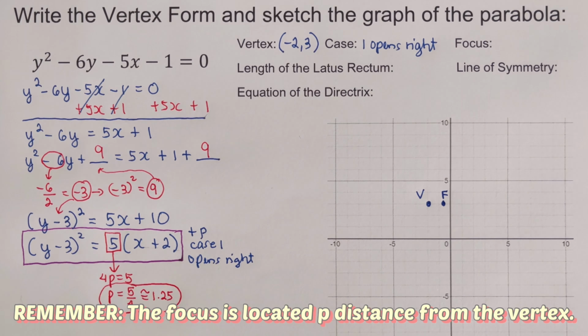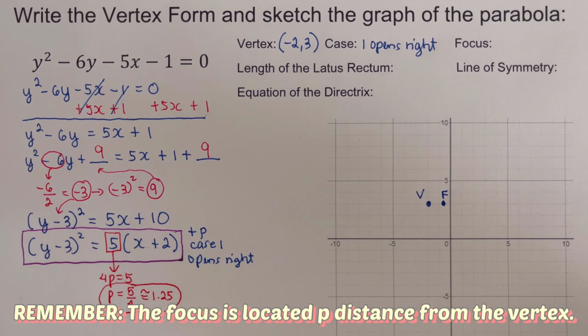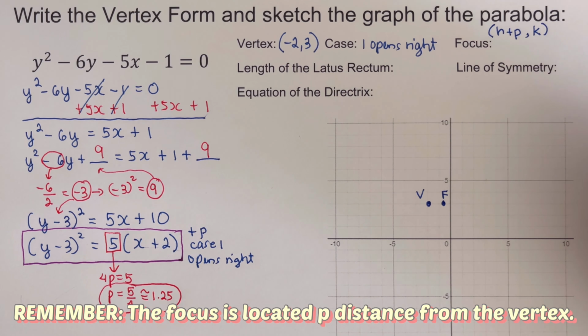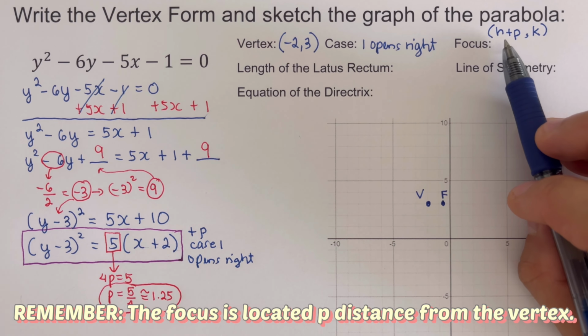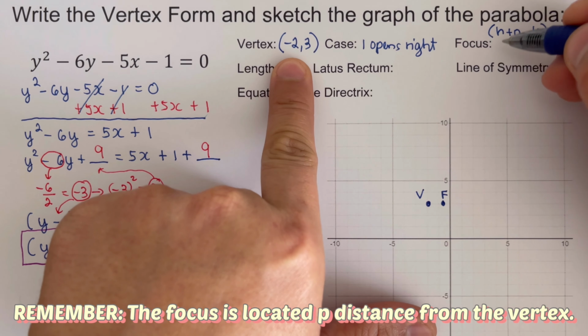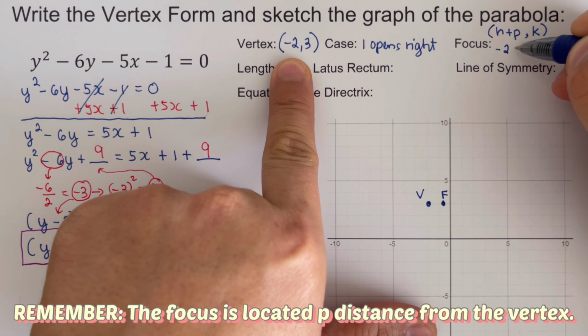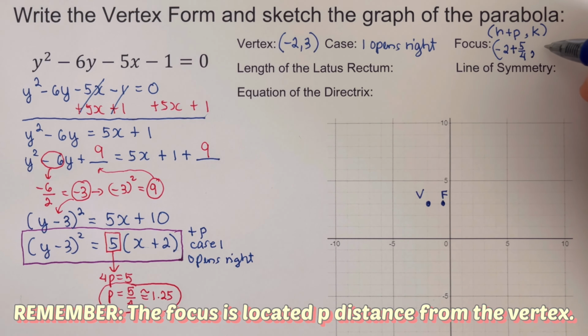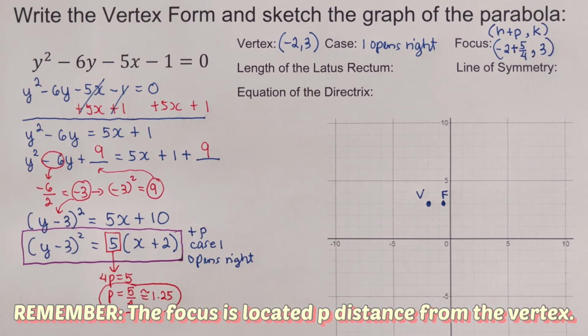Now, we remember that the easiest way to write the coordinate of the focus is using this notation that we have here. That is (h + p, k). So in this example, our h is -2. So I'm just going to go ahead and write -2, and then that's plus the p value, which is 5/4, comma, the k value is 3. So this is the coordinate of the focus.